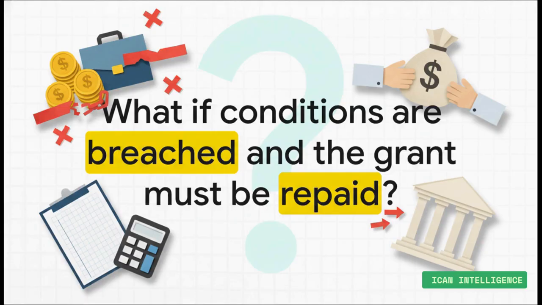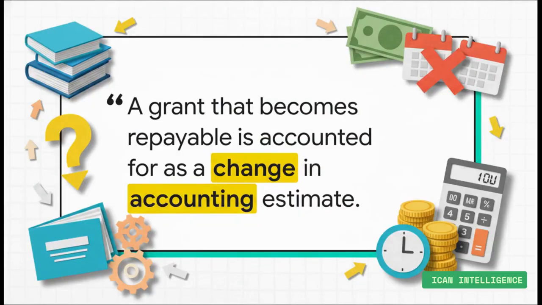What do you do? And here is the golden rule, straight from paragraph 32. A repayment is treated as a change in accounting estimate. This is so important. It is not a prior period error. That means you deal with the impact in the current period and future periods. You do not go back and restate last year's financial statements.